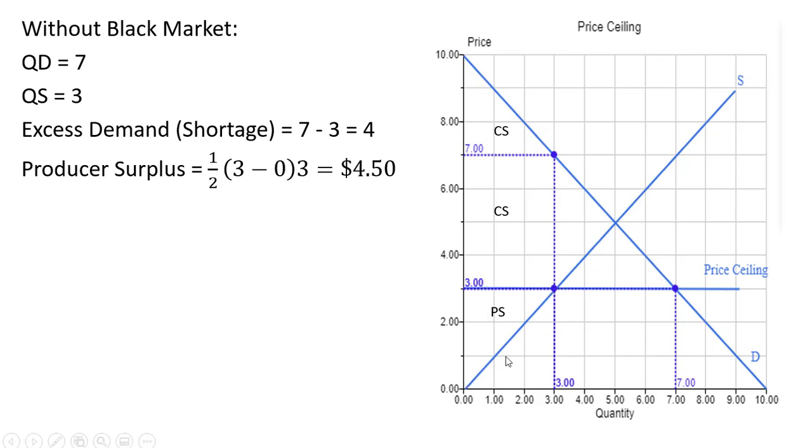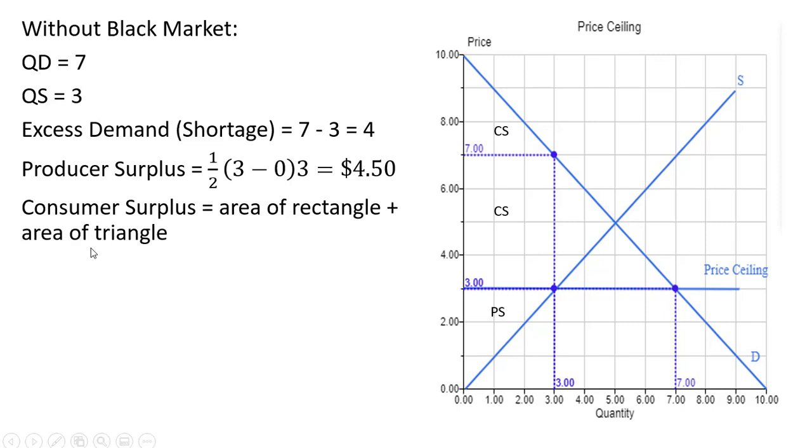the area of this triangle, which is 1/2 base times height. So that's where the 1/2 is coming from. And we can say the height of this triangle is 3 minus 0, and the base of this triangle is also just 3 units, or 3 minus 0. So doing the math here, producer surplus is $4.50. Producers receive $4.50 more than they actually needed to in order to sell these 3 units.